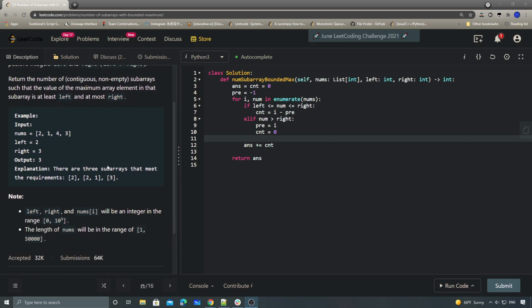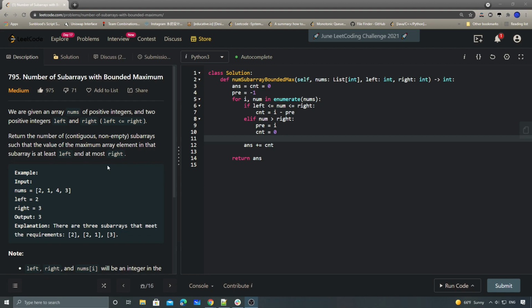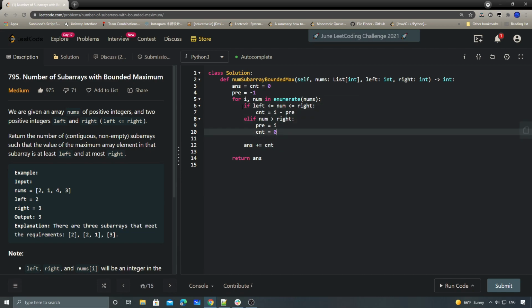So this one is a counting problem instead of a sliding window problem, and we use a few intermediate helper states, like count and previous index, to help us find the range and also the number we need to accumulate to the final answer. That's it. Okay, cool.